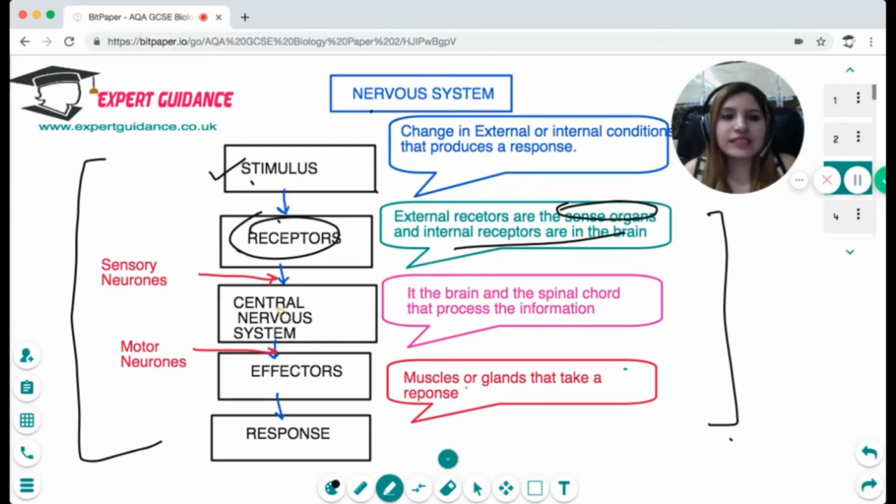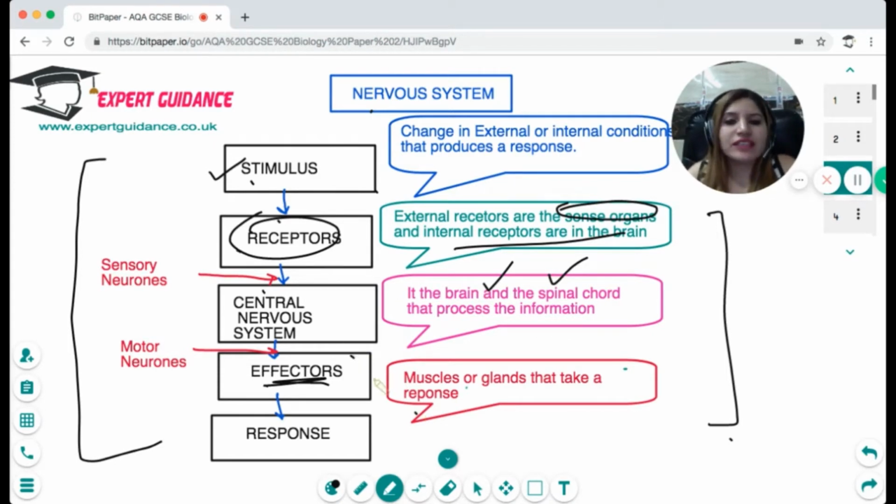Now, when they detect the change, they send the message to the controlling center. The controlling center is the central nervous system, which is composed of the brain and the spinal cord. It takes the information from the receptors, processes it, decides the action, and sends the message to the effectors. What are the effectors? Effectors are the muscles or the glands, because for your body to respond to the stimulus, it needs to either take an action, that is, move a muscle, or release a hormone.